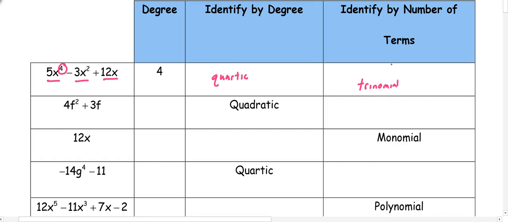The next one, looking at the highest exponent, is 2, which means that it's a quadratic, and then it has one, two terms. So this is a binomial. The next one doesn't have an exponent, but does have an x. Remember, if there's no exponent, it's 1. So if it's a degree of 1, it is linear. And this is a monomial because there's only one term. There's no plus or minus sign separating anything.